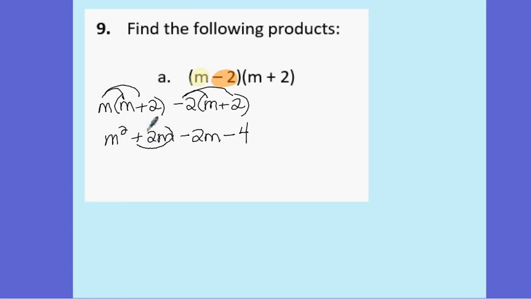I now combine like terms in the middle. 2m minus 2m combines to 0. So I now have m squared minus 4.